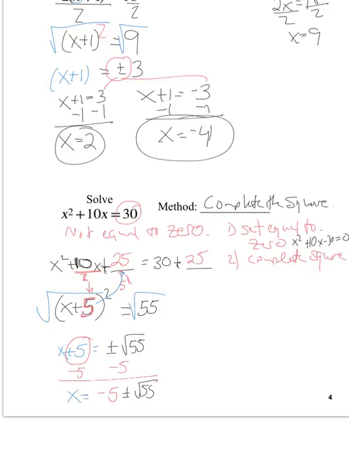That gives us two solutions, as we would anticipate from most quadratics. The factors of 55, just so we know, are 1 and 55, and 5 and 11. None of those are perfect squares, so I cannot reduce this any further or simplify it. Therefore, x is equal to negative 5 plus or minus the square root of 55.